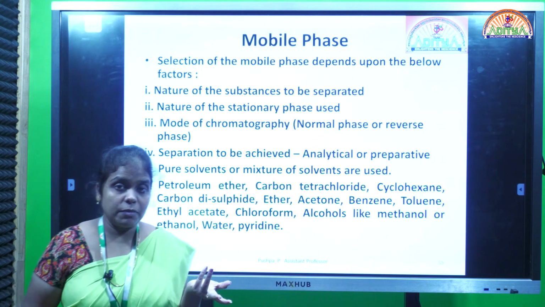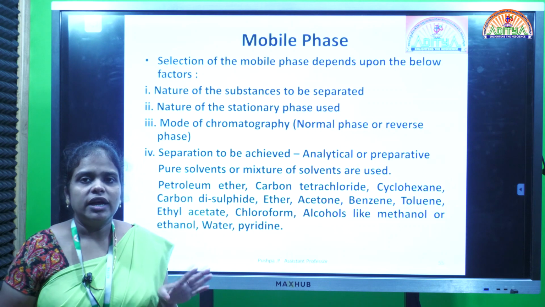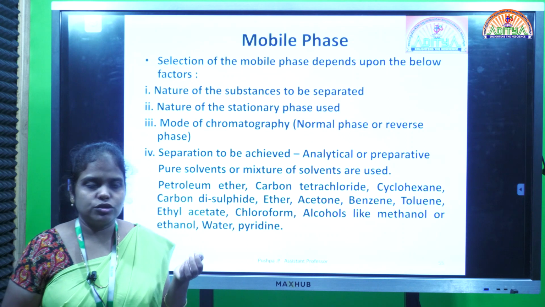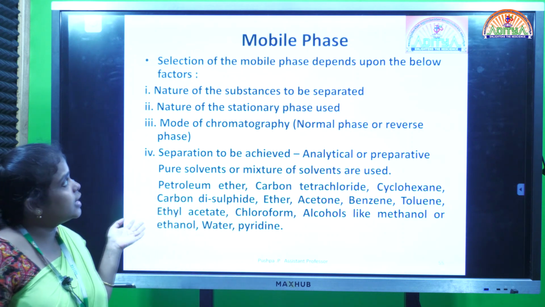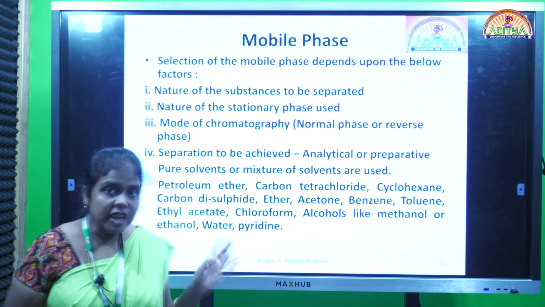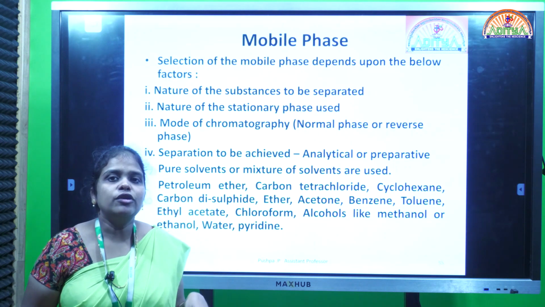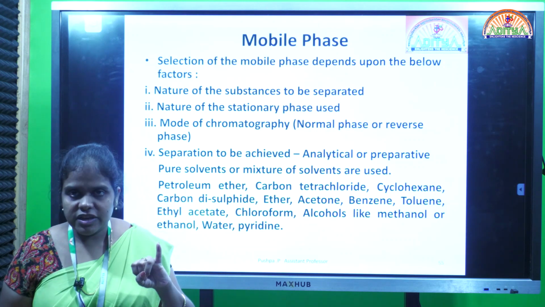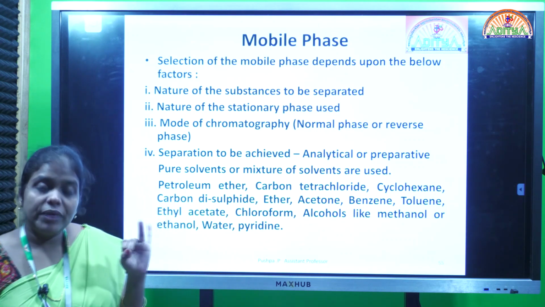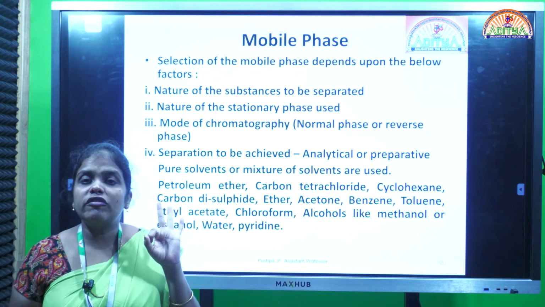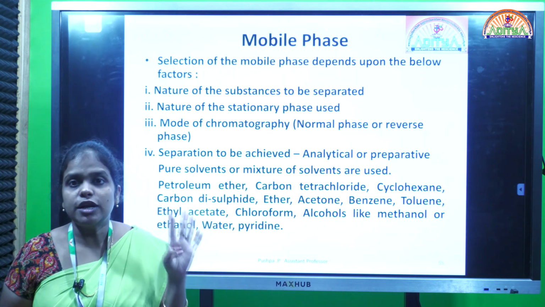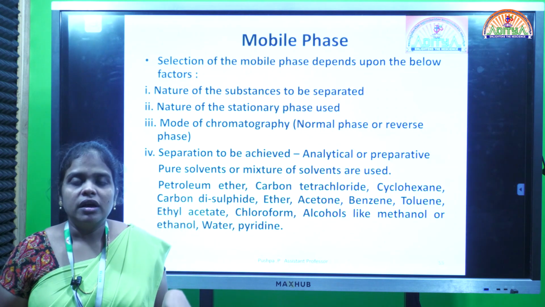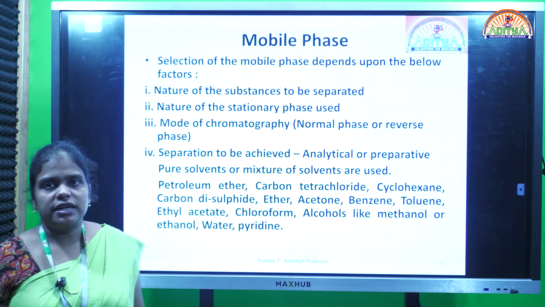If it is a preparative type of separation, we have to take a somewhat critical or high quality mobile phase. So these are all the requirements for a particular mobile phase we have to select when we are using it for TLC. What are those? Based on the stationary phase which we are using, based on the component which we are separating, based on the mode of chromatography, whether it is normal phase or reverse phase, and also based on the type of separation, whether it is analytical or preparative. Based on all these categories, we have to select the mobile phase.